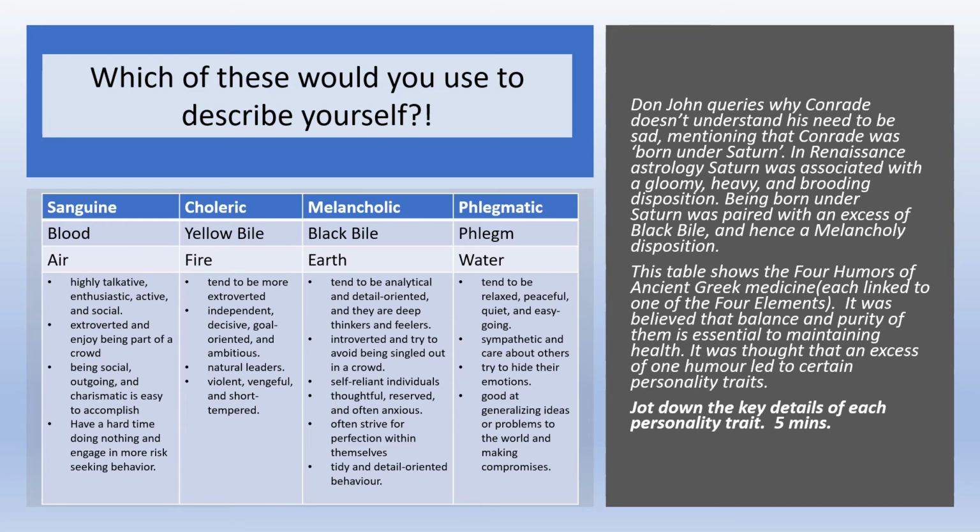So let's have a look here. Sanguine. That's blood and air. Highly talkative, enthusiastic, active and social, extroverted, enjoy being part of a crowd, outgoing and charismatic. Is easy to accomplish, have a hard time doing nothing, and engage in more risk-seeking behaviour. Choleric, that's yellow bile and fire. Tends to be more extroverted, independent, decisive, goal-oriented and ambitious, natural leaders, violent, vengeful and short-tempered. Now I'm not going to read them all out, but what I'd like you to do is to decide which one of those you think you are.